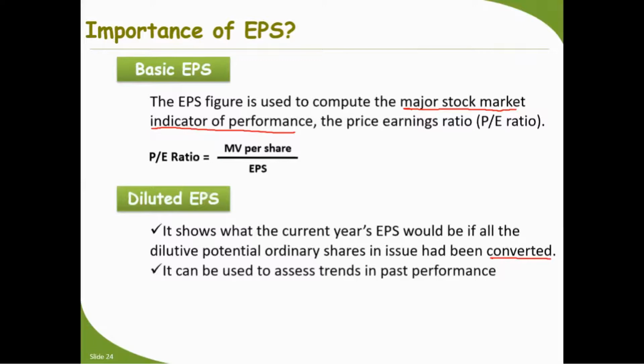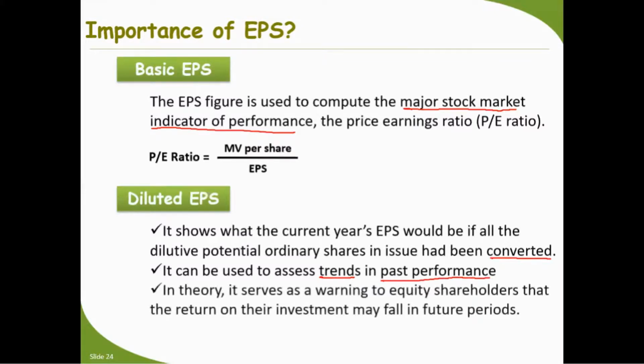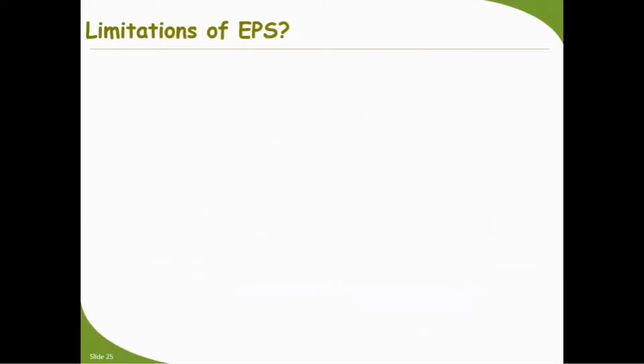It can be used to assess trends in past performance, because you are calculating the comparative figures. So it can be used to assess past performance trends. So in theory, it serves as a warning to equity shareholders that the return on their investment may fall in future periods. Why? Because the potential number of shares will go up and your EPS will go down.